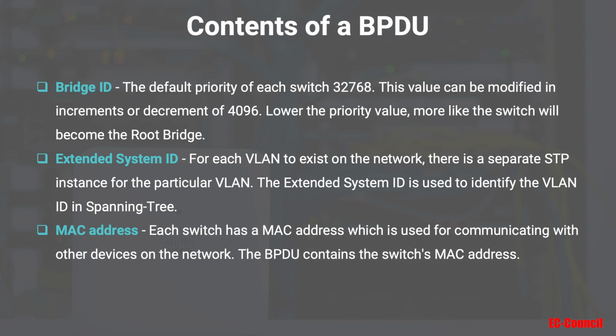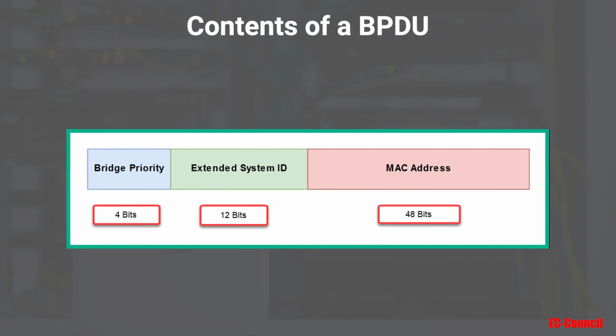The third element is called the MAC address. This is the MAC address of the switch that one switch used to communicate with another device on the network. This diagram shows the contents of a BPDU of a switch.